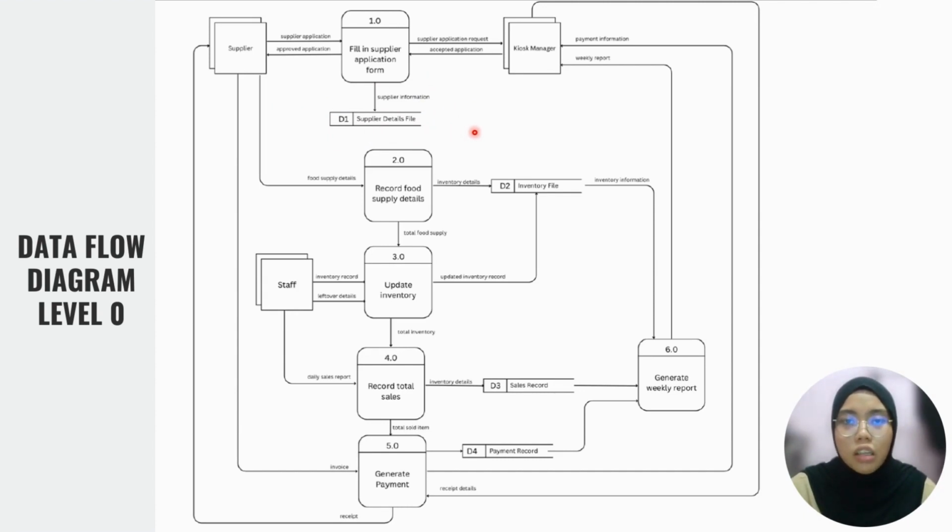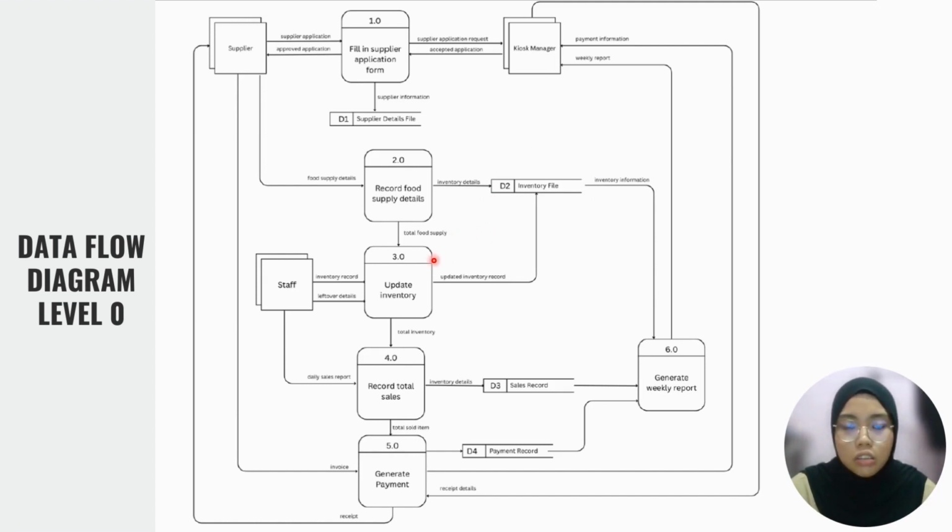The second process involved in this diagram is 2.0, record food supply details. In this process, it has 1 input and 2 outputs. The input that it will receive is from the supplier, which is food supply details. The output that we produce from this process is inventory details for the second data store, the inventory file, and another output that we produce is total food supply for the third process.